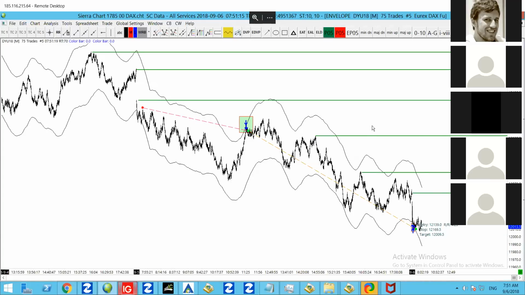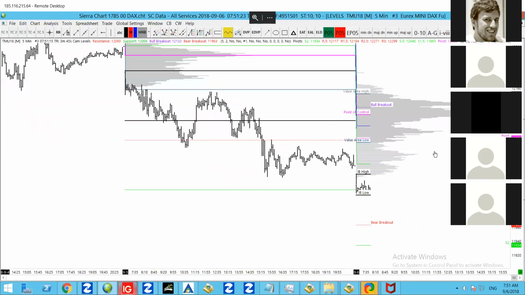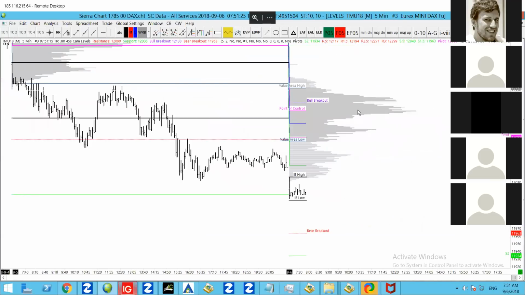And I think that is also where the point of control is from yesterday's session. So around about 132. Just going to quickly check that. All right, give or take 10 points. Point of control is actually here at 122.